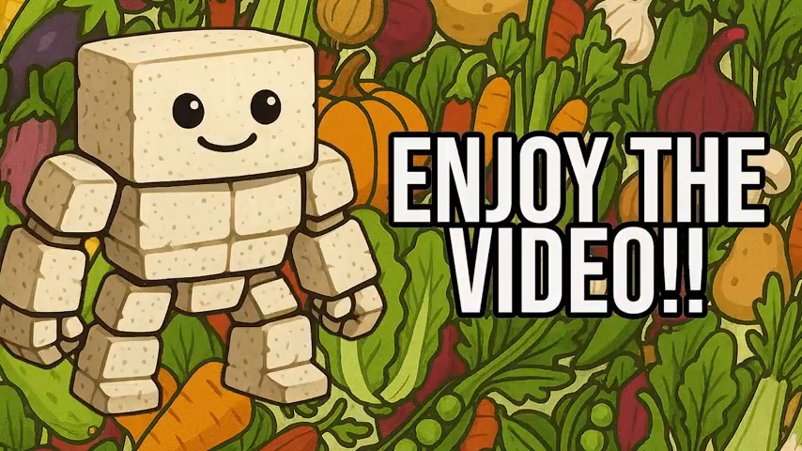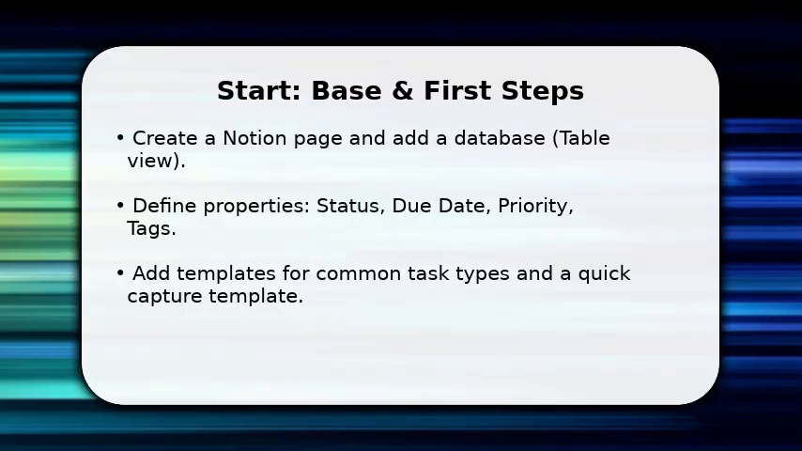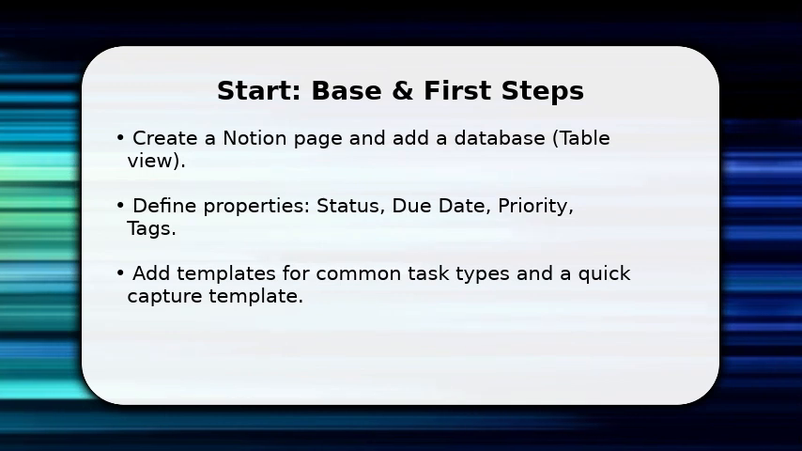Please enjoy the video. You start by building the base so you can iterate quickly. Create a Notion page and add a database table. This becomes your task hub. Then add essential properties, status, due date, priority, and tags so you can filter and sort.